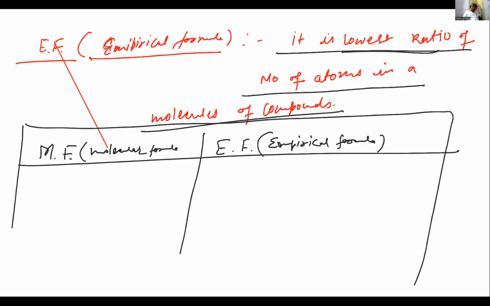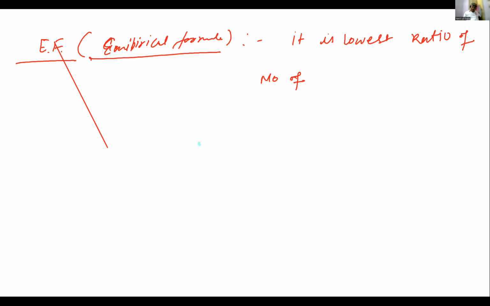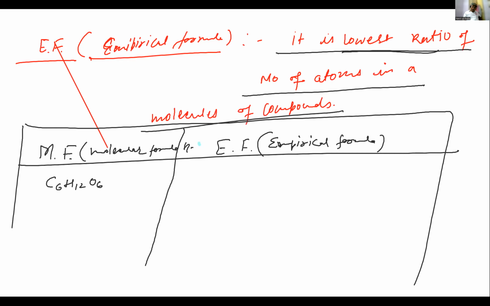So suppose I am taking C6H12O6, glucose. Here I am writing the common factor, which is called the n factor. I will tell you the use of the n factor, it is very helpful. What is the common number in this? It is 6. So the n factor is equal to 6.